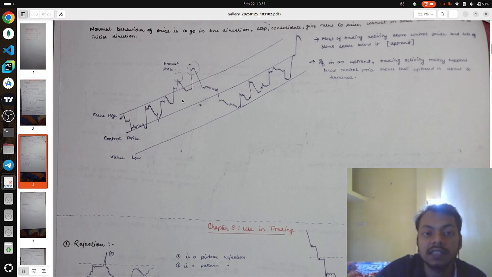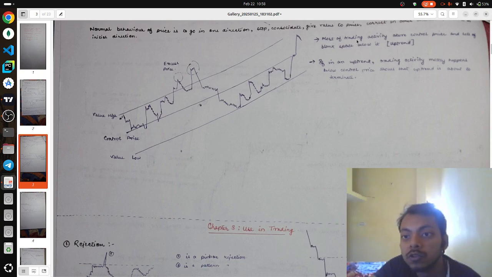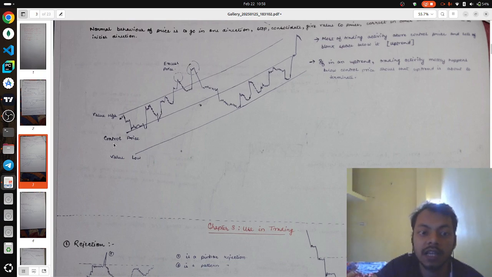That means it is oscillating in the upper end. What does that indicate? That indicates that buyers are willing to buy at higher price. When price comes to control price, they start buying, and so price is not going to value low. And this is a strong uptrend. See, most of the trading activity is above control price and lots of blank space below it. This one, this is blank space. Most of the trading is in the upper part. That means it is an uptrend.